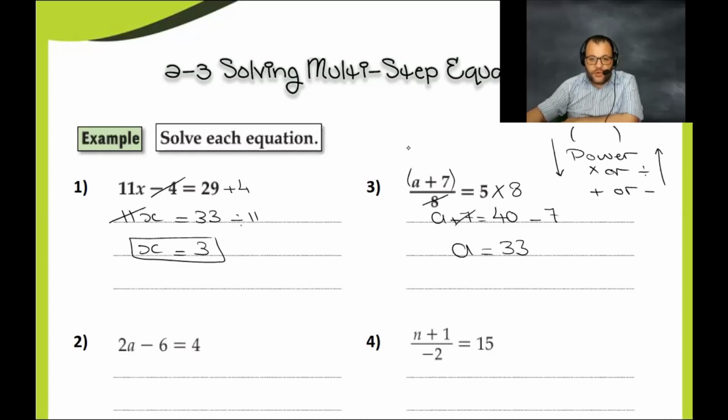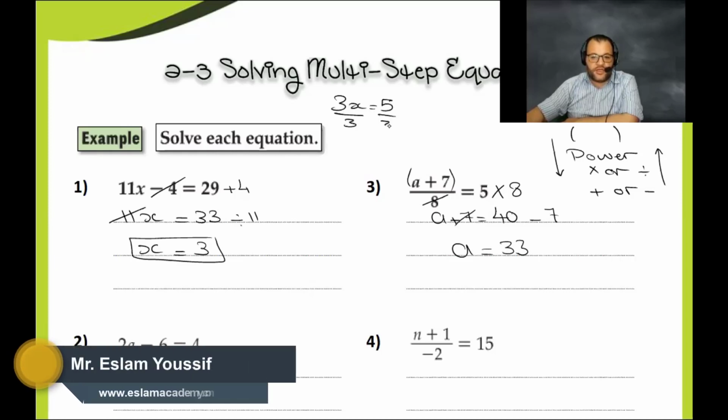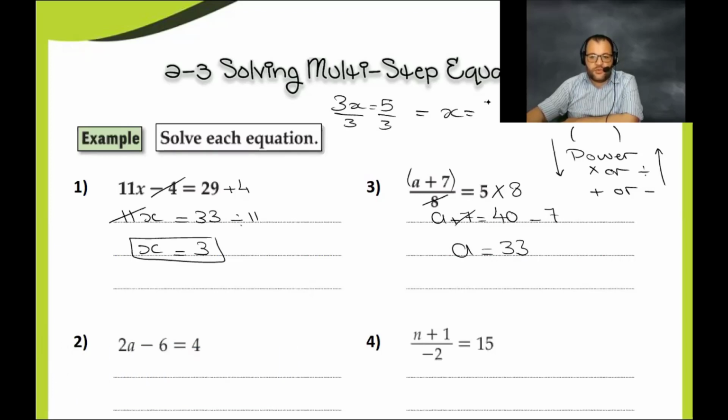In solving equations, don't say that 3x equals 5, then I will divide it by 3, then x equals, don't write equals, x equals 5 over 3. In solving an equation, you have to write only one equal sign in the statement. Don't write more than one equal sign in the same statement.